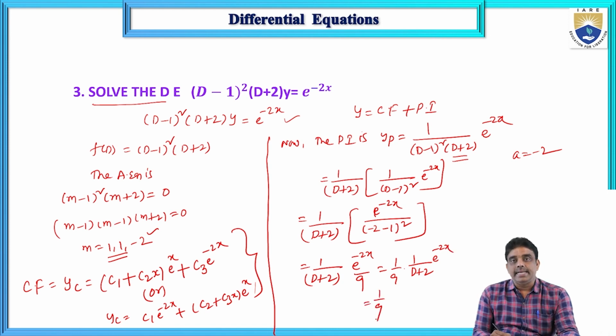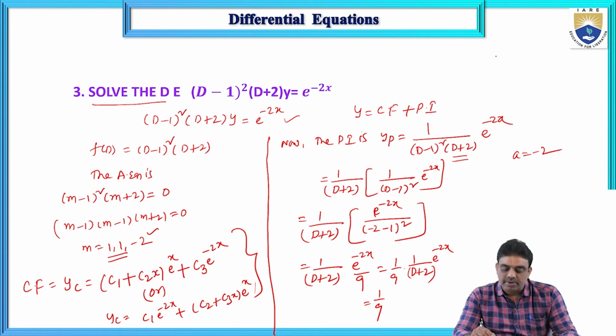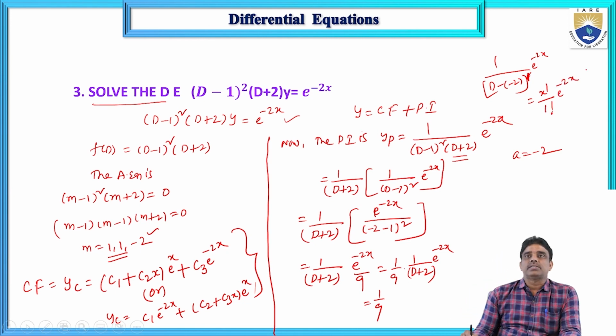That is 1 by 9 into, if we replace D with minus 2, this is 0. And this is of the form (D plus 2), so (D minus alpha), D minus of minus 2. So we can write 1 by (D minus of minus 2) of e power minus 2x. If we replace D with minus 2, plus 2 will be 0. Then what is the formula? Whole power k. This is whole power 1. x power 1 by 1 factorial into e power minus 2x.